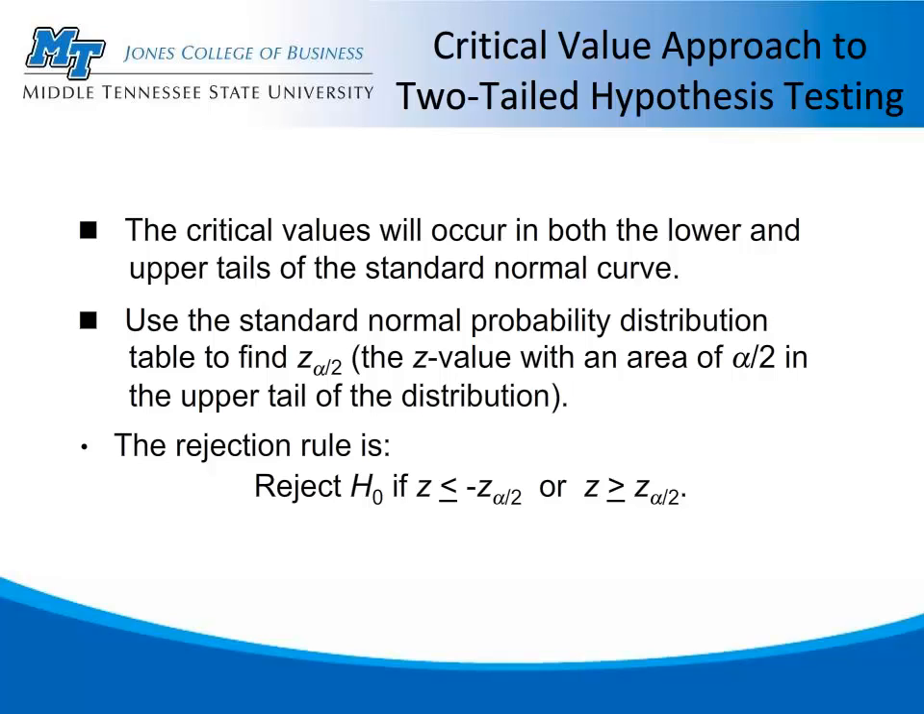Now, the rule about rejecting is basically you reject if you're in a tail. But you reject the null if the computed value is less than or equal to the one on the left side. Or you reject the null if the computed value is greater than or equal to the one on the right side. But you're going to have two critical values if you have a two-tailed test.